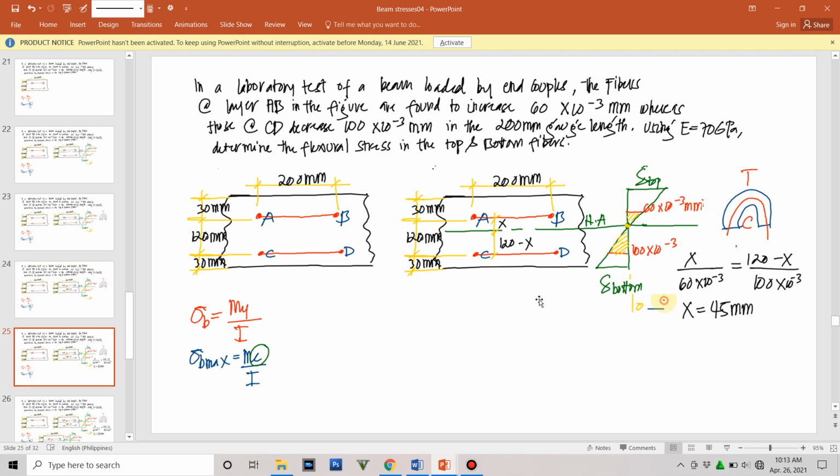So that we can now employ ratio and proportion. So we can say that x is to 60 times 10 raised to negative 3. So vertical muna versus horizontal. So for the other triangle, vertical muna, what is the vertical? 120 minus x versus horizontal, 100 times 10 raised to negative 3. So by cross multiplication and manipulation, we can have x is equal to 45 millimeters.